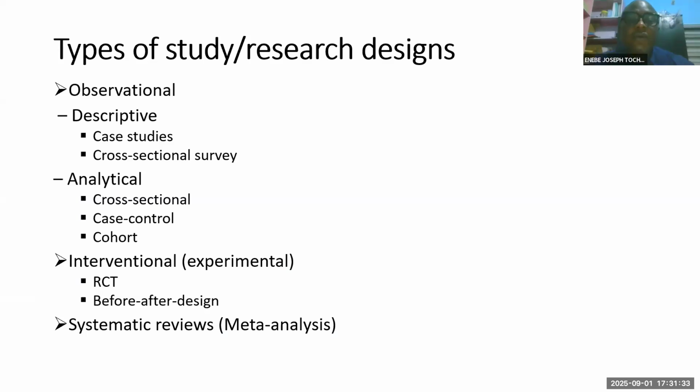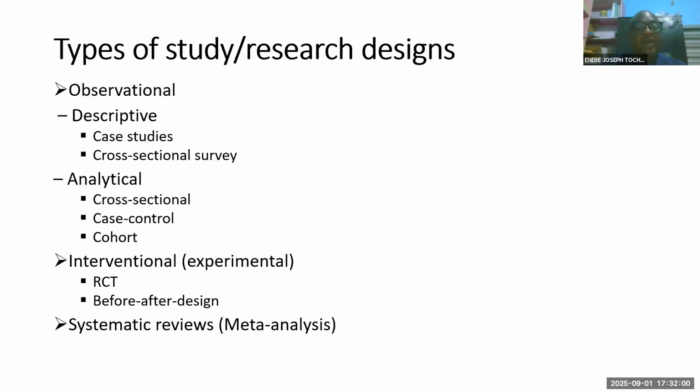Okay. Now, what are the different types of research design that we have? Looking at this particular slide, we have observational study designs, and also we have interventional, and then the last is the systematic reviews. Now, observational studies, like we said, most of the time you observe. And they include what? Descriptive, or it could also be analytical.